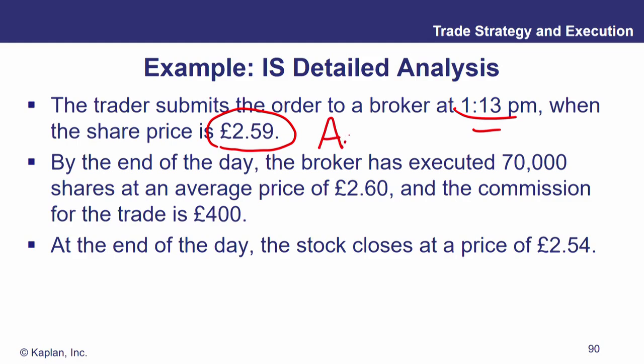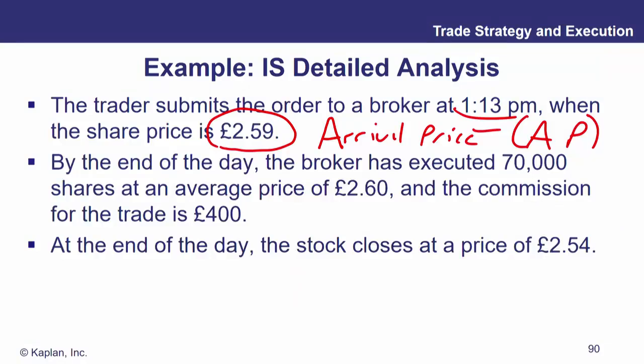So I want you to set that as your arrival price, your AP. So again, we're just labeling these. It'll make it so much easier when you're trying to actually decompose this.